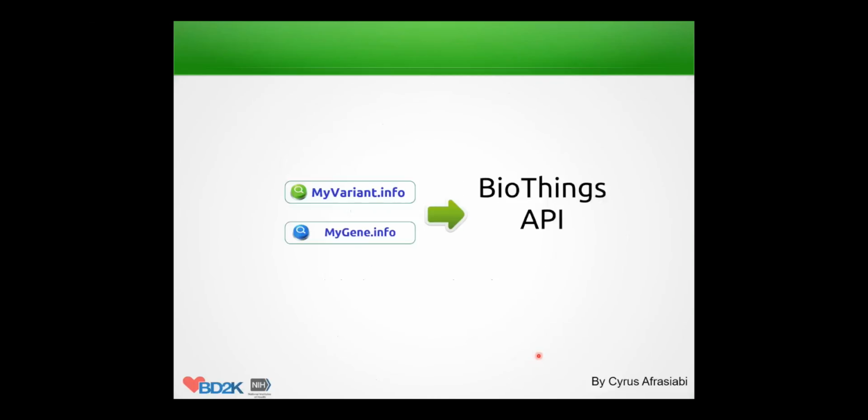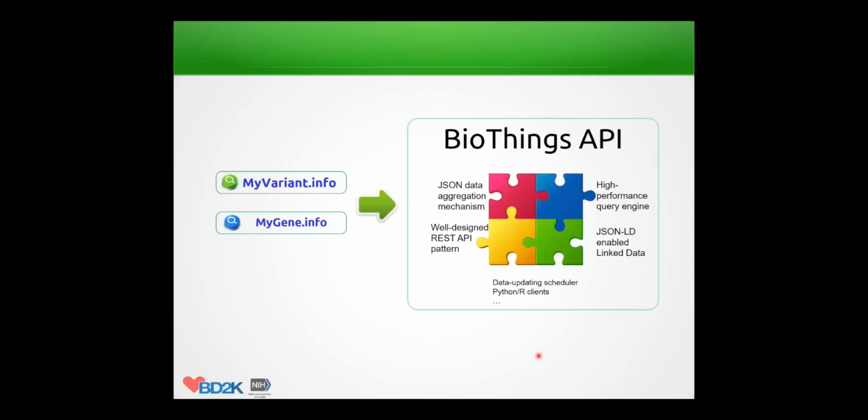Okay, so the next thing I would like to touch on is the BioThings API. When we developed MyVariant.info and MyGene.info, we started to gain experience about how to make a high-performance, reusable API for the end user. Then we started to think that between MyGene and MyVariant.info, a lot of things are shared in common.